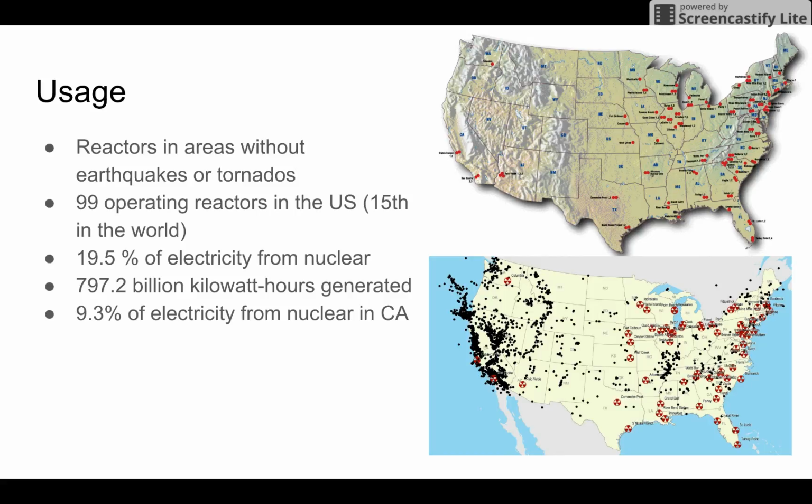And you'll see the first map is of where all the nuclear reactors are in the United States. And then the second map on the bottom, all those black dots are where earthquakes happen. And you see that in the United States, we try not to put nuclear reactors in places that are prone to earthquakes because we do not want to have incidents like Fukushima happen. So that would explain why California only gets 9.3% of its electricity from nuclear power.